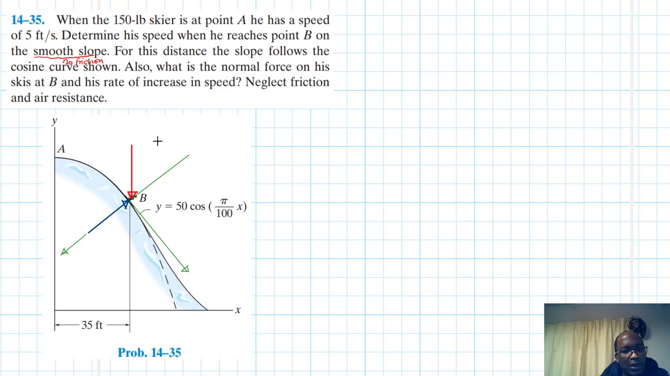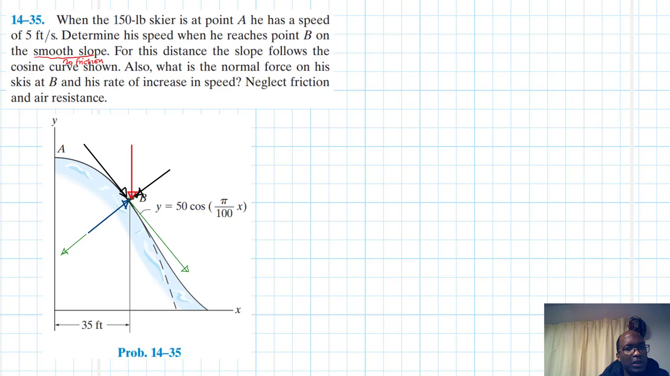Then I'll have components of the weight in this direction, as well as this direction. So I'll have another component in that direction like so. I think this is about it.